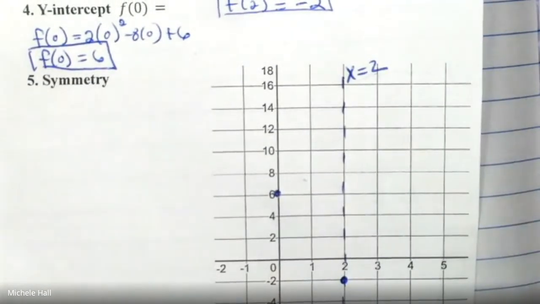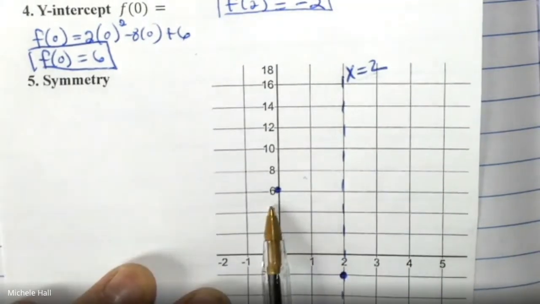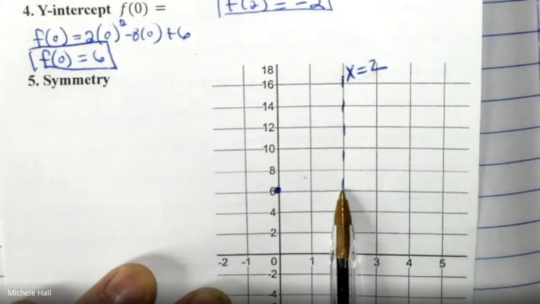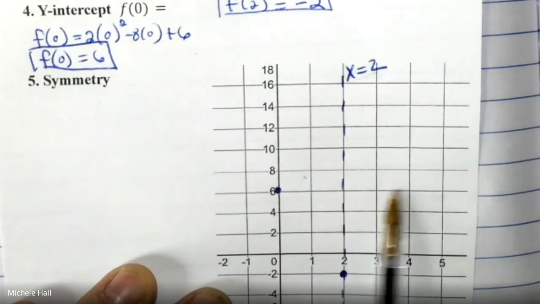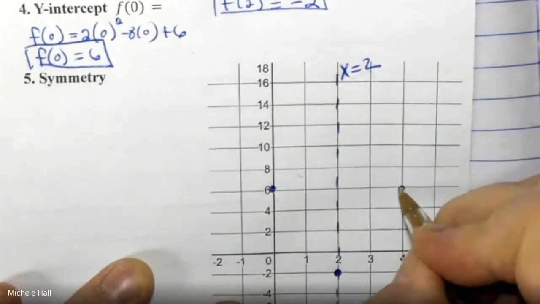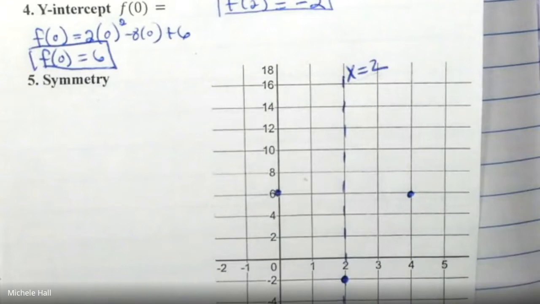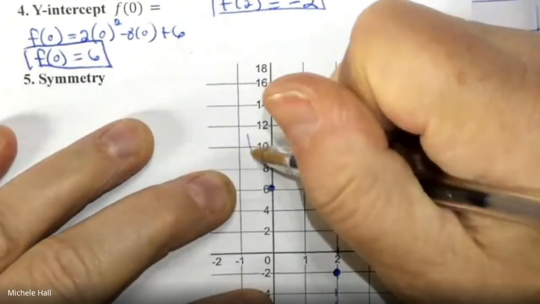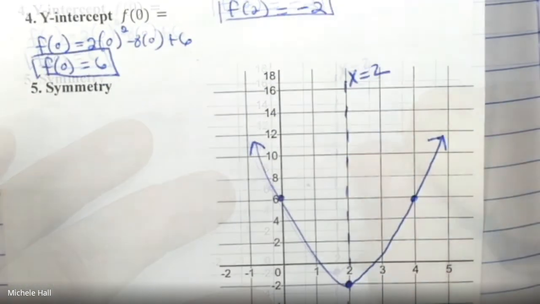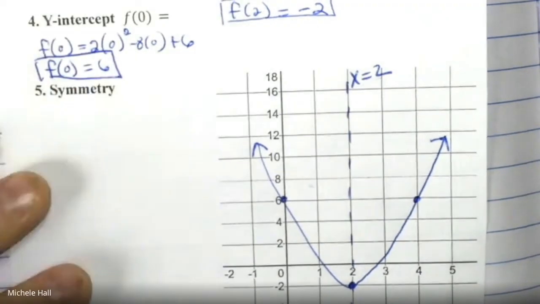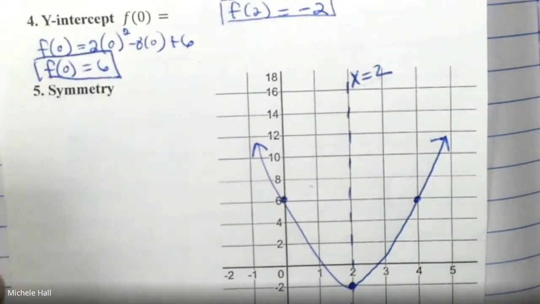Step 5 says to use symmetry now. Use the symmetry. I see that I am 2 units away on the left. That means that I will be 2 units away on the right. And now I can clearly see that parabola, and I'm going to draw. That's how you graph then. Follow these steps every time and you'll be golden on graphing.